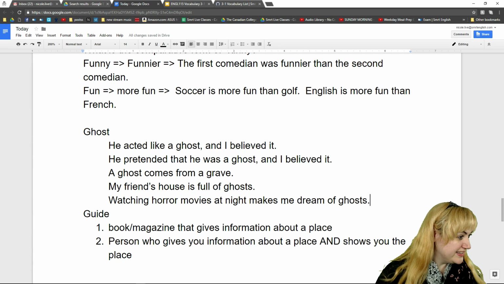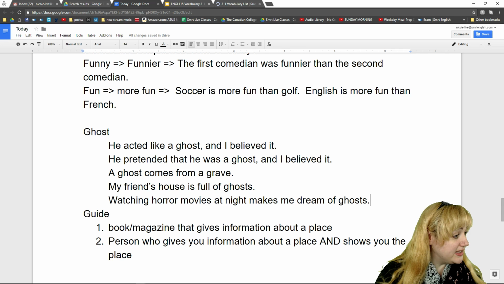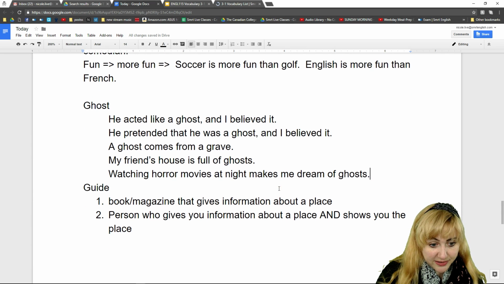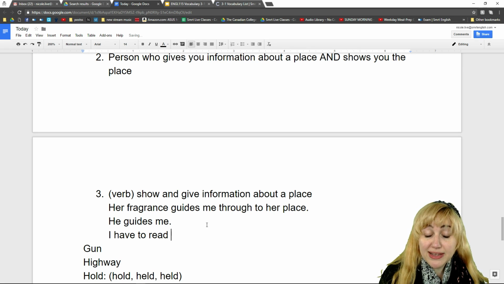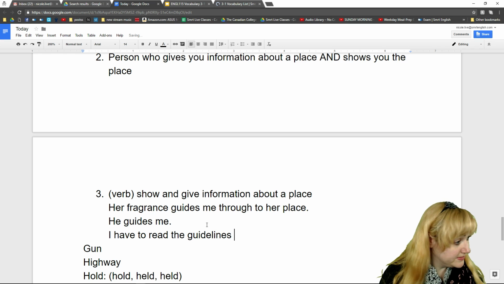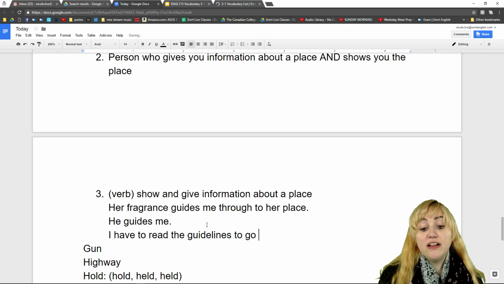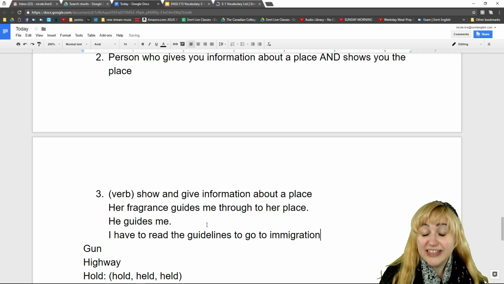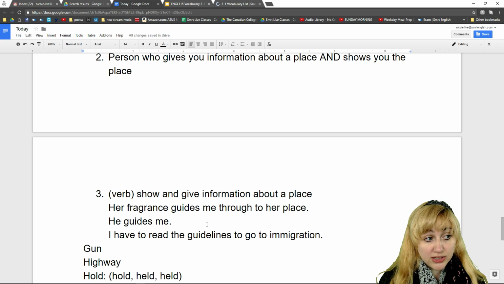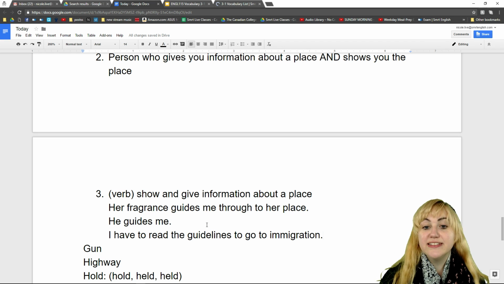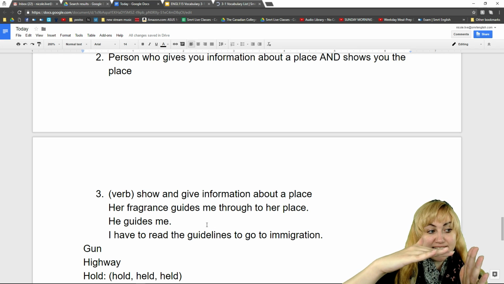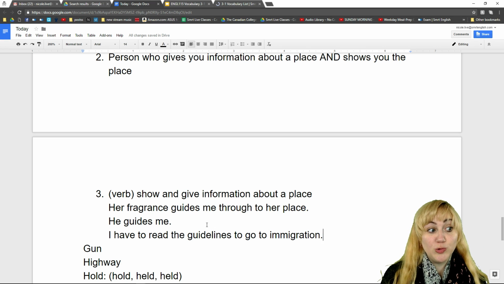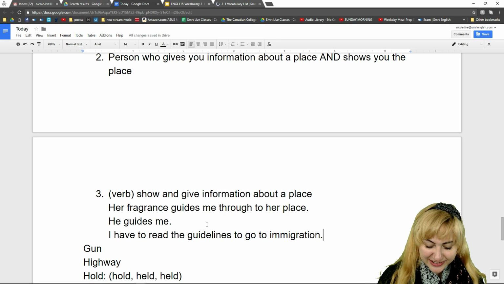Very good. All right, I have to read guideline to go immigration. Oh, there we go. Let me write that here. So I have to read, I might say, the guidelines to go, and I'll just add to immigration. Good. And a guideline is a rule inside of a guidebook. So a guideline is like one rule inside of a book of rules or a book of information. Oh, very nice.